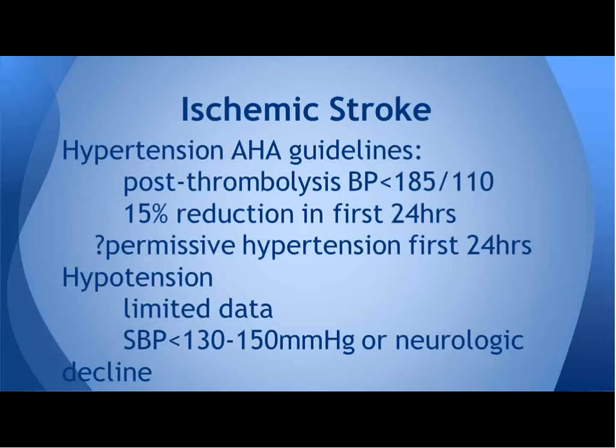So less than 185 over 110. Higher than that, patients tend to have significantly increased risk of hemorrhage post-thrombolysis. And then otherwise, they recommend a general 15% reduction in the first 24 hours in all comers who present with an ischemic stroke. There is some support for permissive hypertension in the first 24 hours, and that's tolerating systolic blood pressures up to 220, diastolic up to 110.